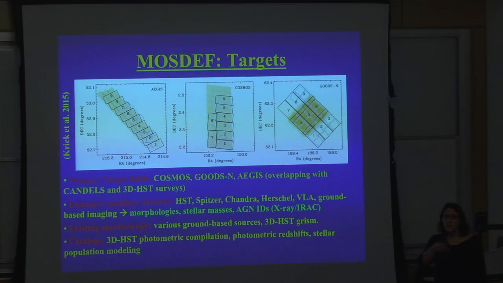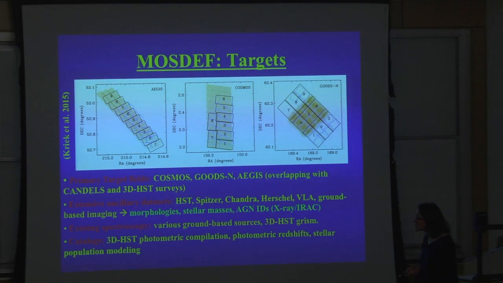So with all of these other data sets, we learn about the detailed morphologies of the galaxies from the Hubble Space Telescope. We learn about the stellar masses and other aspects of the stellar populations. We can figure out which objects are active galactic nuclei, actively accreting black holes, by looking at the X-ray and near-infrared and infrared wavelengths. There's existing spectroscopy from various surveys.